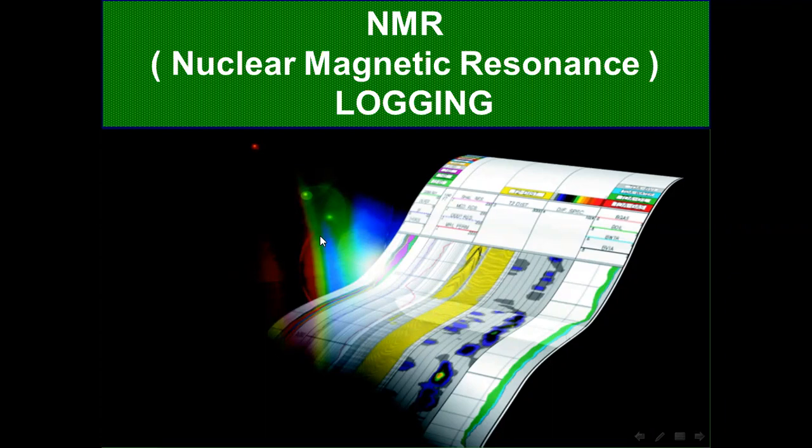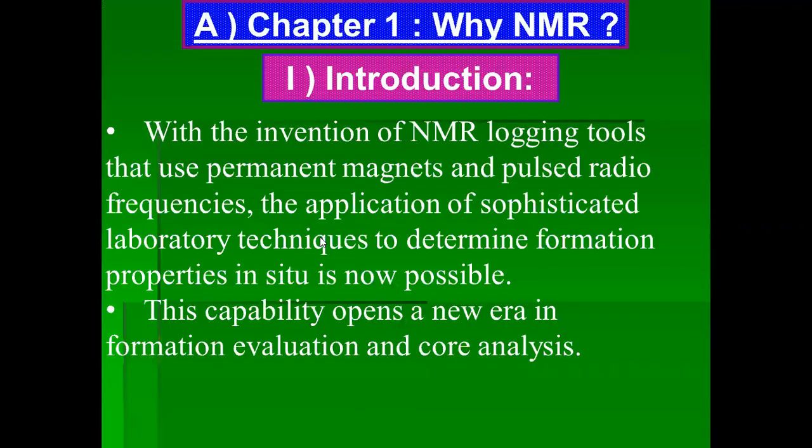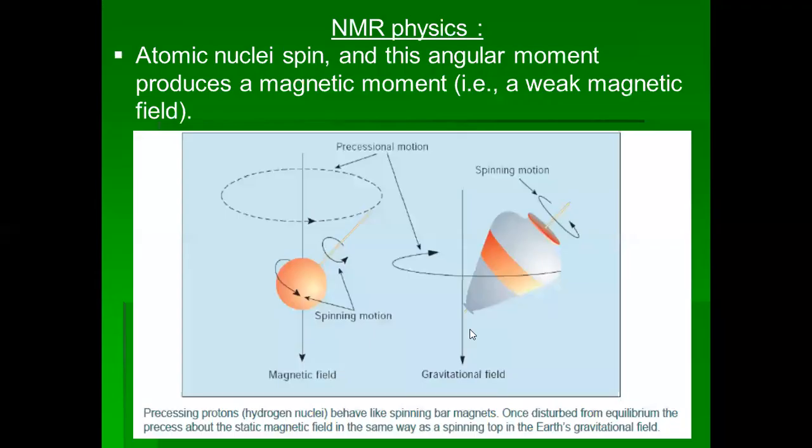Today, we will discuss the benefits of nuclear magnetic resonance logging tools over the other conventional logging tools for the purpose of hydrocarbon exploration. With the invention of NMR logging tools that use permanent magnets and pulsed radio frequencies, the application of sophisticated laboratory techniques to determine formation properties in situ has now become possible, and this capability will open a new era in formation evaluation and core analysis.